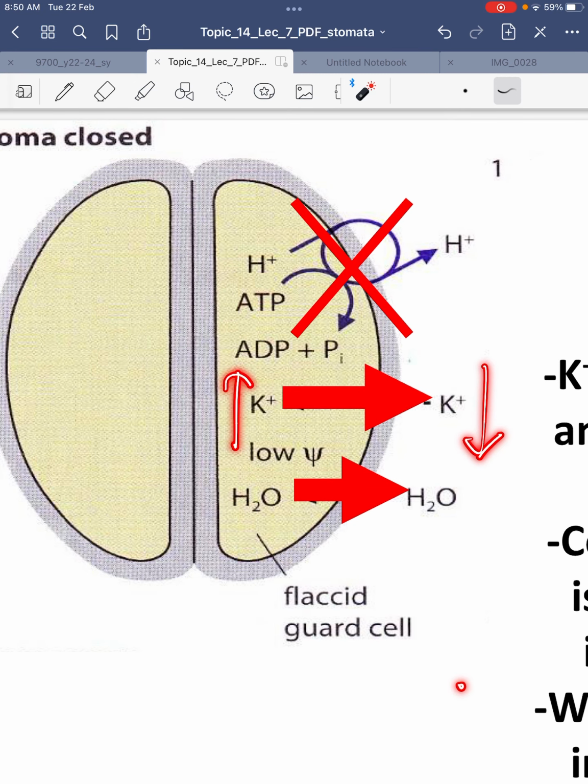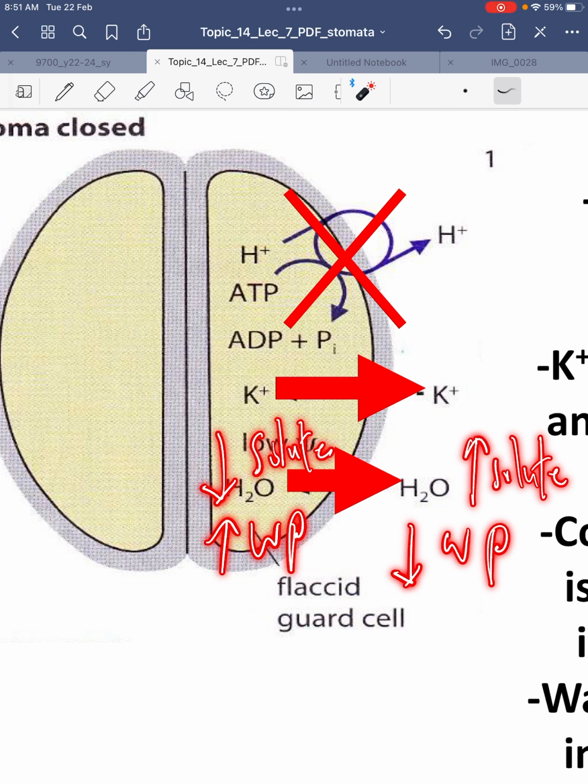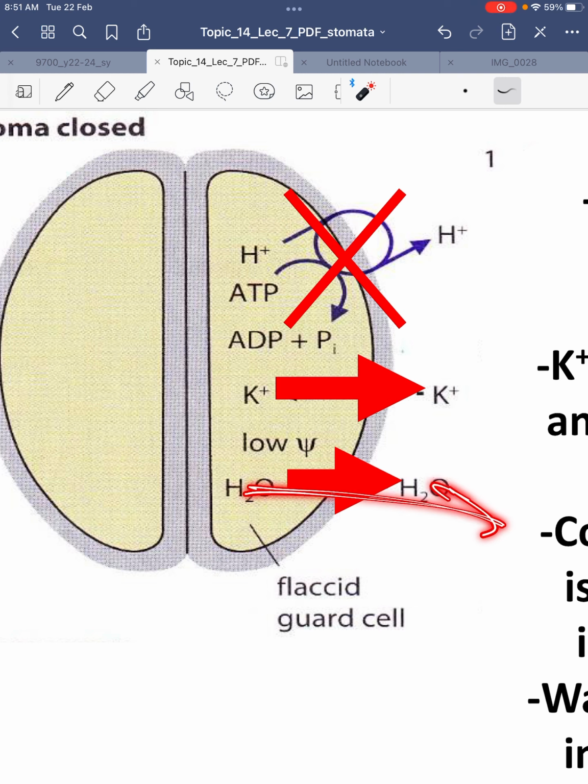So that will lead to, eventually, high solute outside, which is low water potential, and low solute inside, which means high water potential. After the potassium has left the gut cell, the solute is high outside, low water potential. The solute will be low inside, high water potential, and so water will now leave. When water leaves, the cell becomes flaccid.